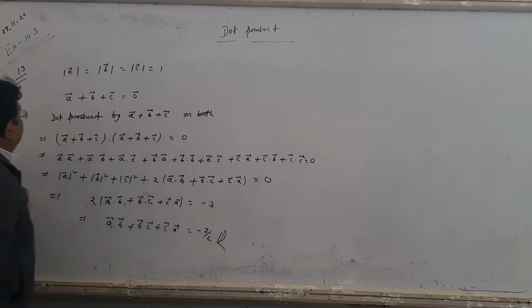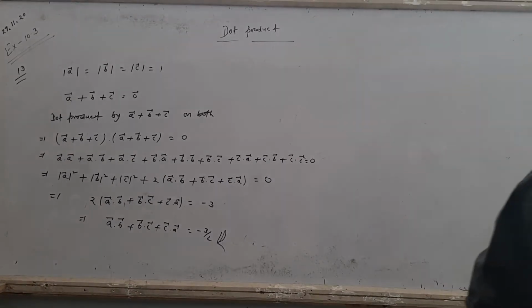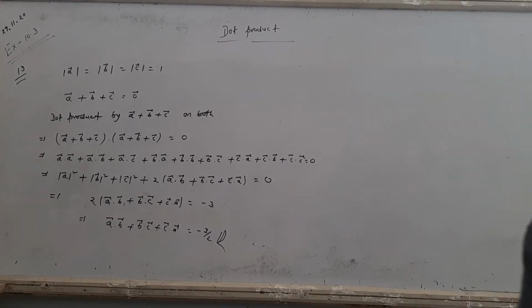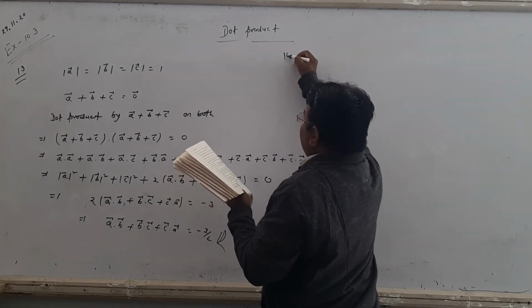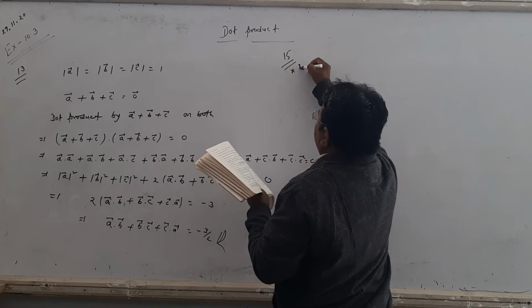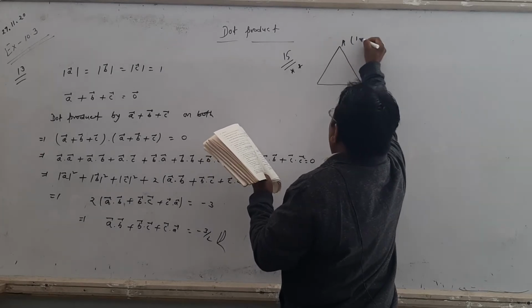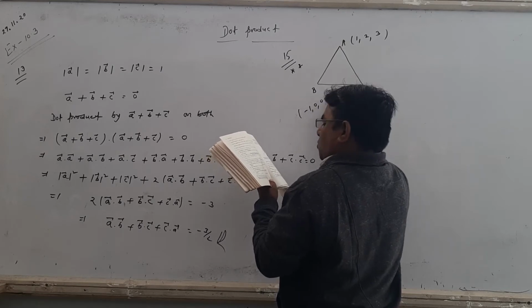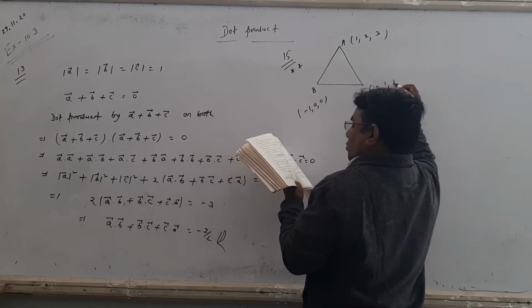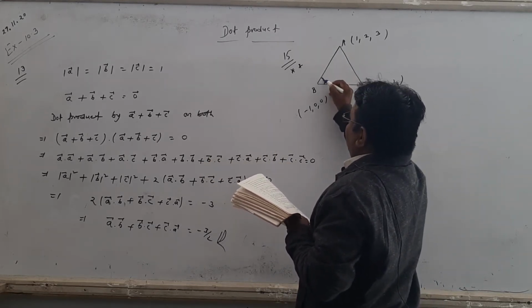This is the answer. Now the next question, again an important question, question number 15. Now the vertices of a triangle ABC are given. Now the coordinate of point A is given 1, 2 and 3. Coordinate of point B is minus 1, 0, 0 and coordinate of point C is 0, 1, 2. And find the angle ABC. Angle ABC to find means we have to find the angle at B.